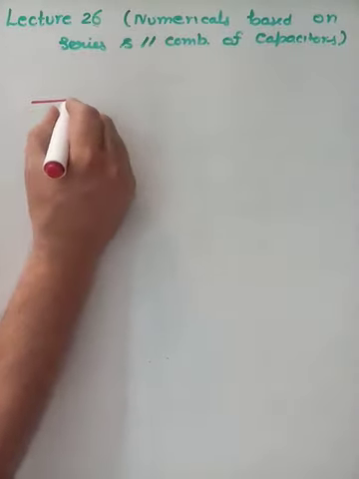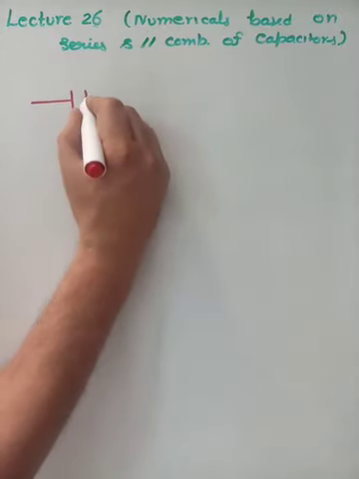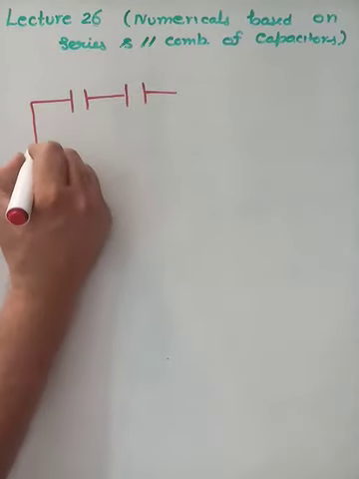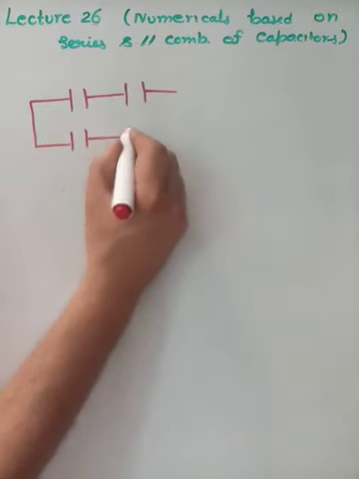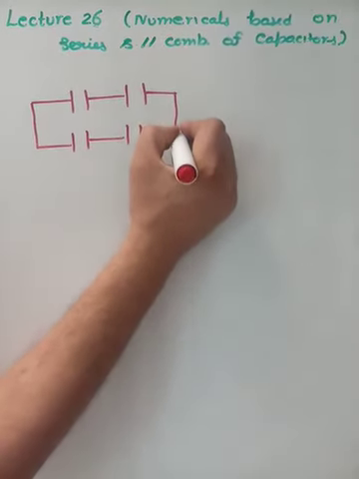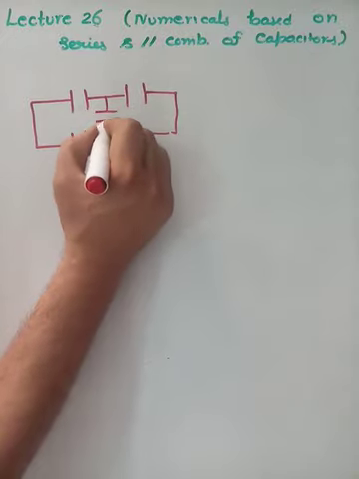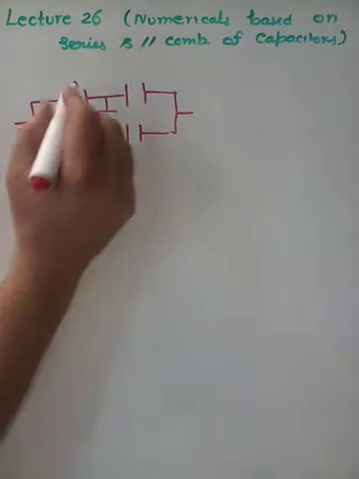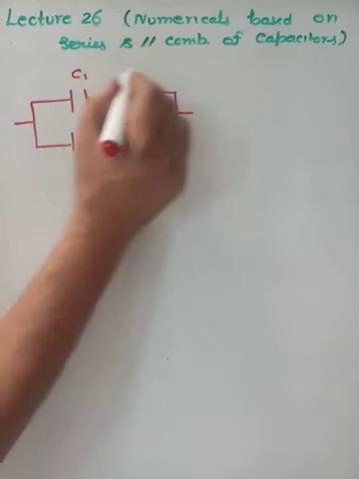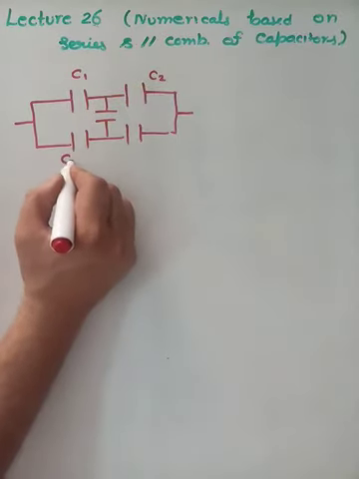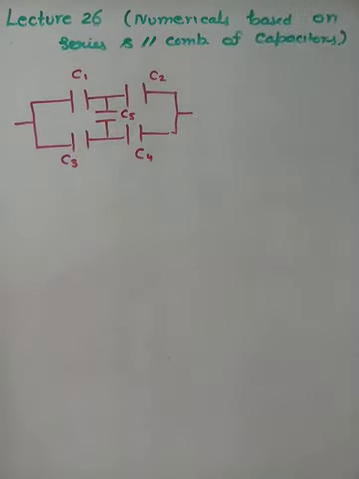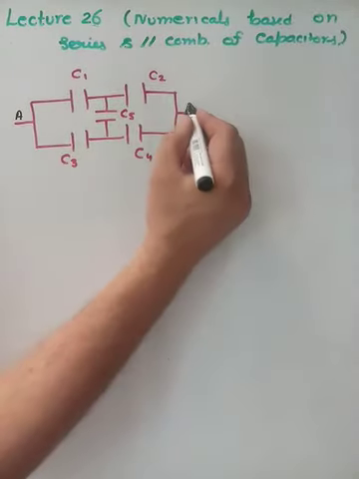Suppose we have an arrangement like this. We have an arrangement of 5 capacitors like this, and one capacitor is connected between them, and you have to find out the equivalent. Let this be C1, this is C2, this is C3, this is C4, and this is C5. Now between these 2 points you have to find out the equivalent between A and B.